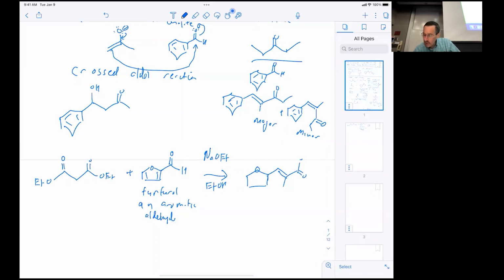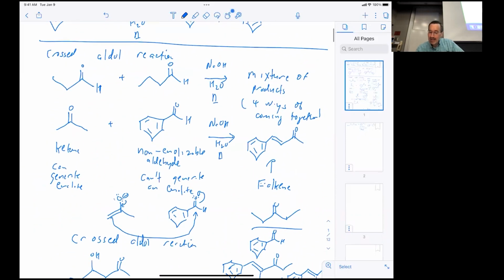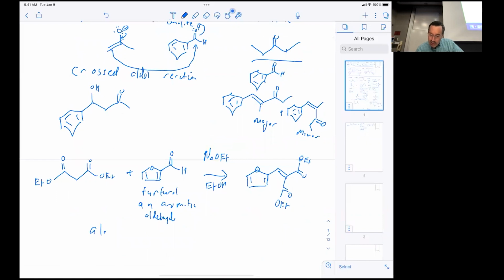And as I said, I wanted to show you the diversity of different products that can be generated from this very versatile aldol reaction. So here we've done an aldol reaction with dehydration, also referred to as a condensation. We can also call this an aldol condensation. Condensation is another way of saying you lose something, and we've lost a molecule of water here.